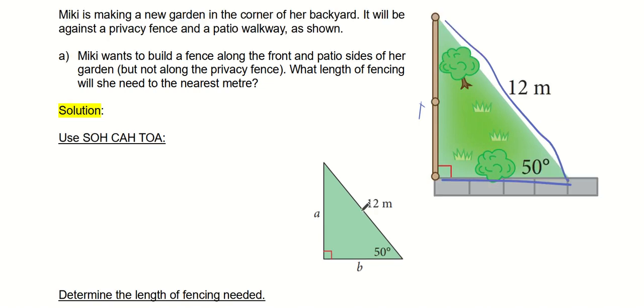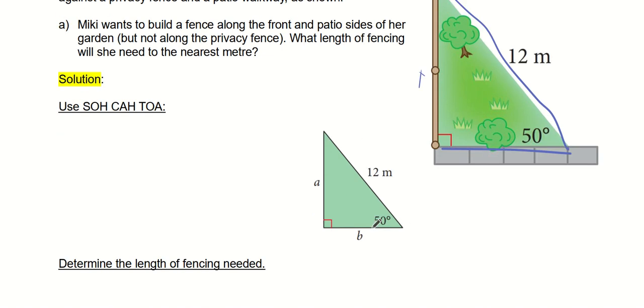So we're going to use SOHCAHTOA to figure out what B is. The question becomes, which one of SOHCAHTOA are we going to use? Well, let's look at the information that we have. This is your hypotenuse. We have an angle here, and across from the angle will be your opposite, and this will be your adjacent. So we are looking for the adjacent.